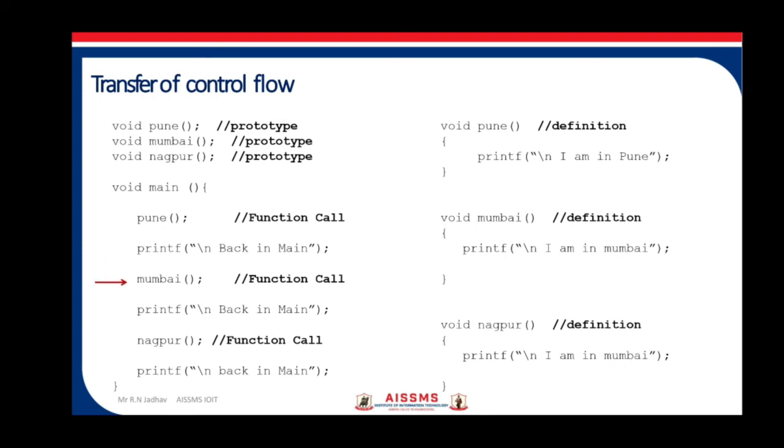Now again I have a function call. Whenever a function call is made, as we have discussed, it will jump to the function definition and execute all the statements present in that definition, and then return back to main and continue its execution. In the same way, I will have a function call to Nagpur, and execution will again jump to the function definition and return back to main. In this way the transfer of control flow happens whenever you execute a program.